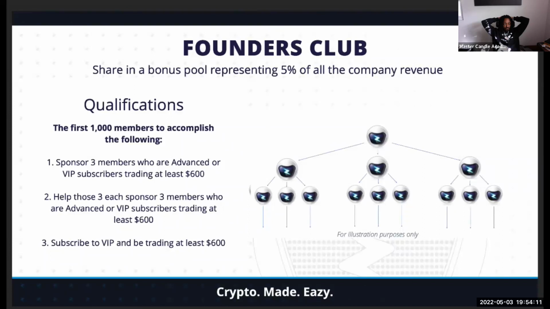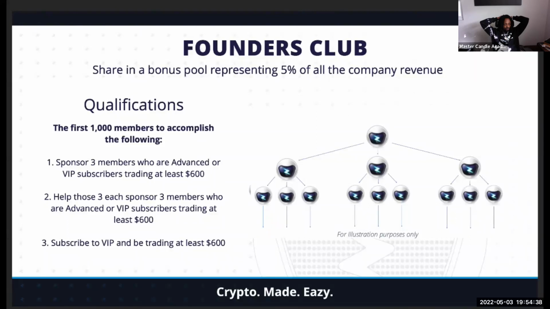The qualifications to get in the Founders Club is that you have to be one of the first 1,000 members to accomplish the following. One, sponsor 3 members who are advanced or VIP subscribers. That's the $250 pack or the $995 pack. Two, you have to help those 3 members you sponsor 3 different members each who are advanced or VIP members. And number 3, you have to be a VIP yourself.